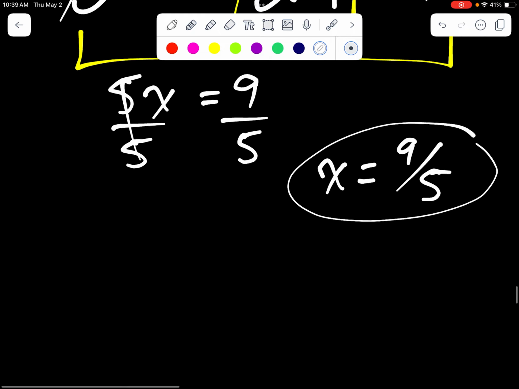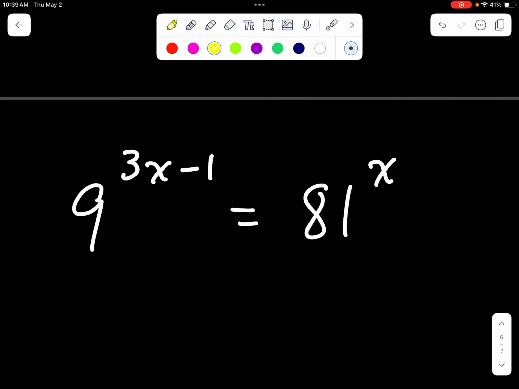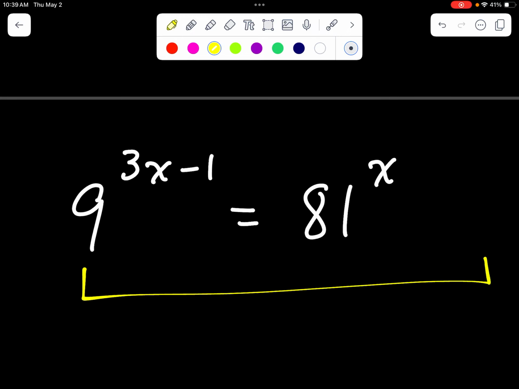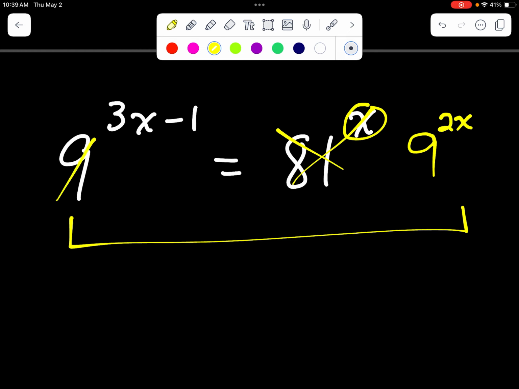Let's look at one more example here. Remember, the goal is to get the bases the same, so I need some 9s, right? 9 to the second power is 81, but I have to multiply that x with that. So I'm using 9 to the 2x power. Since my bases are the same, I can cross the bases out and just simply use my exponents.